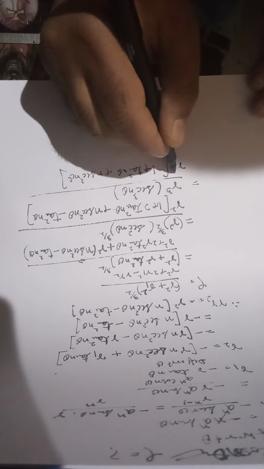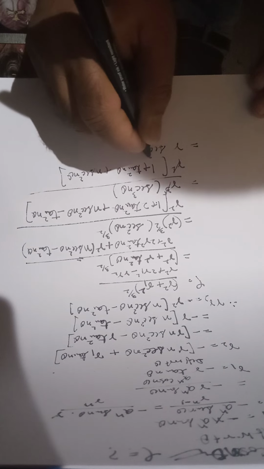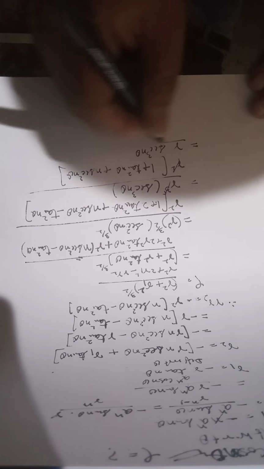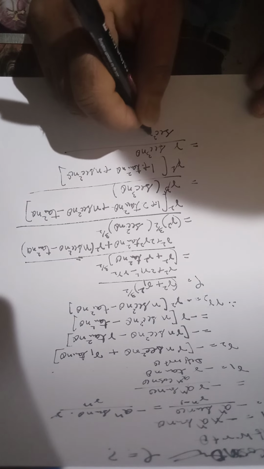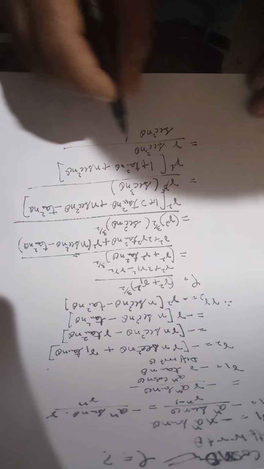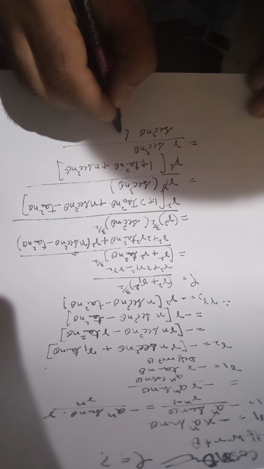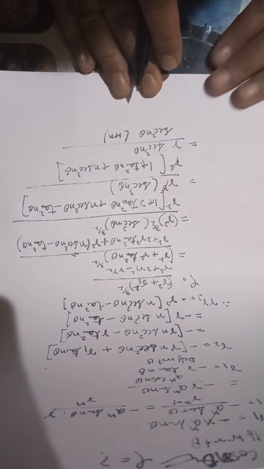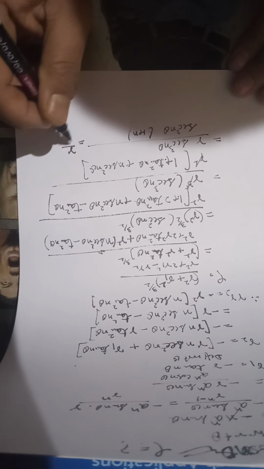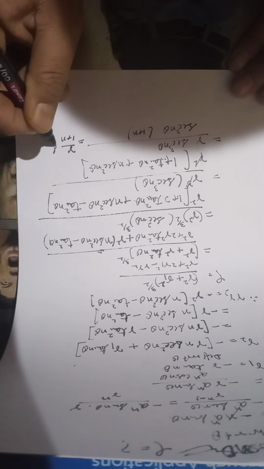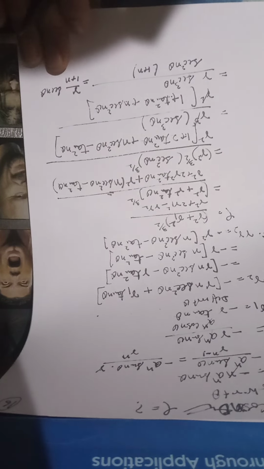Or this is r secant cube n theta. Now 1 plus tan square is sec square n theta. Sec square n theta plus n sec square n theta, so it is 1 plus n. So this is r by 1 plus n secant n theta. This is it. You can put it like this.